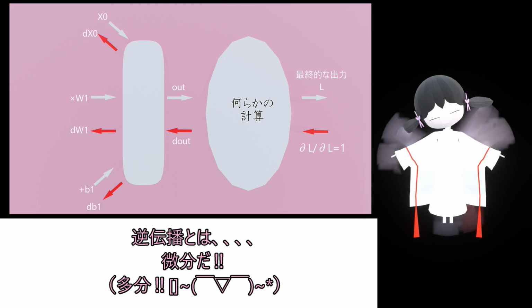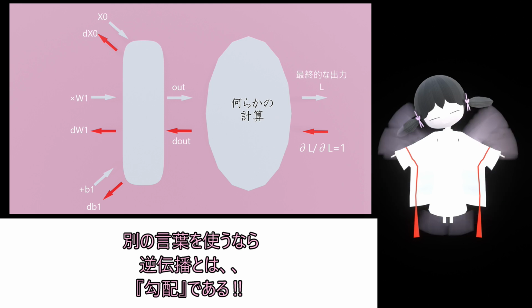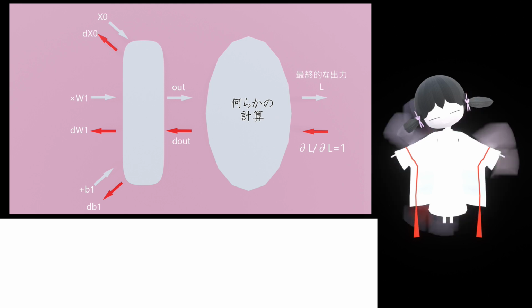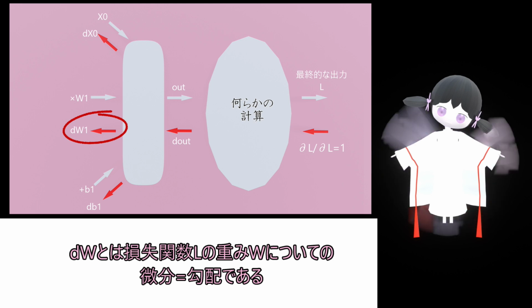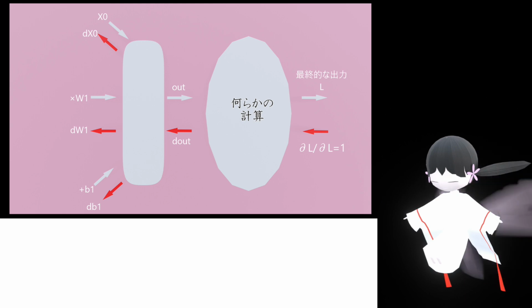Backpropagation is differentiation. In other words, gradient. dw is the gradient of the loss function L with respect to the weight w. Let's calculate dw.